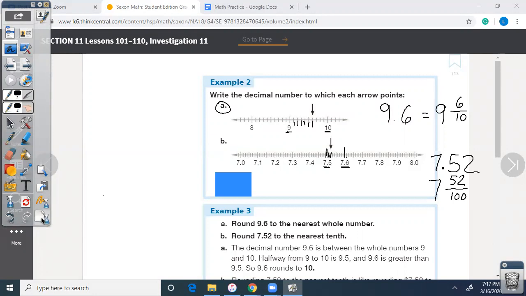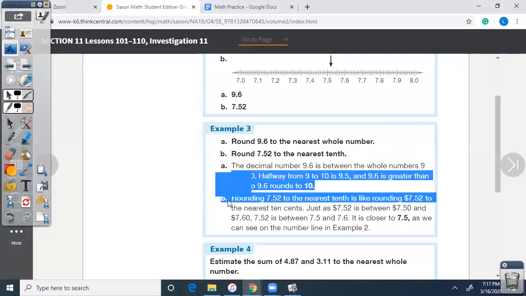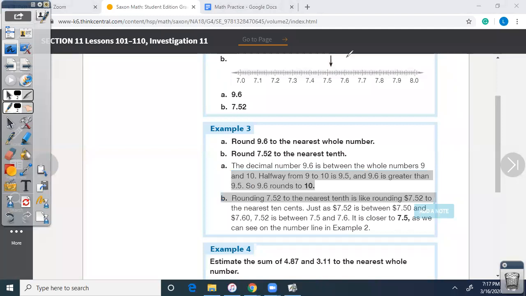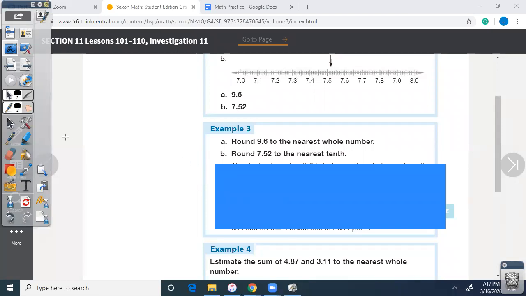Okay, now we're moving on to example number 3. This is going to be our last example. We are going to round 9.6 to the nearest whole number. So let's think, what is a whole number? Oh, sorry, I said 96. It's 9.6. We're going to round 9.6 or 9 and 6 tenths to the nearest whole number, okay? That means it's either going to be 9 or 10, right?